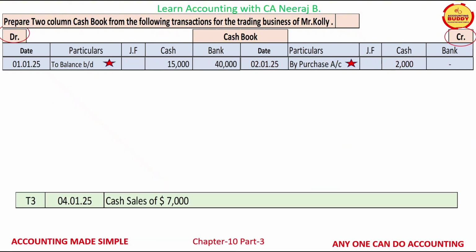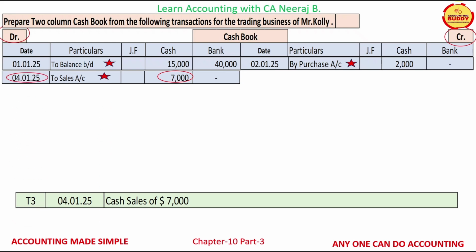Transaction T3 is on 4th of January 25, business did a cash sales of $7,000. Since in this transaction cash is received by the business, therefore it will be recorded in the cash column on the left hand debit side of the cash book with $7,000 on 4th of January 25 by writing the words to sales account.